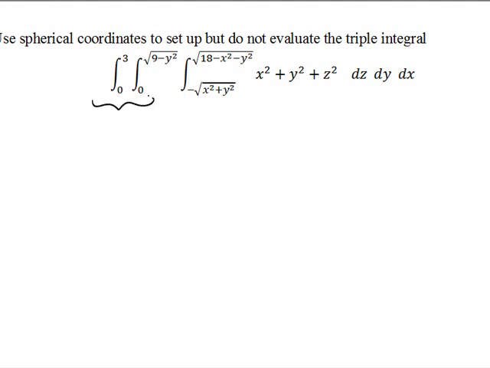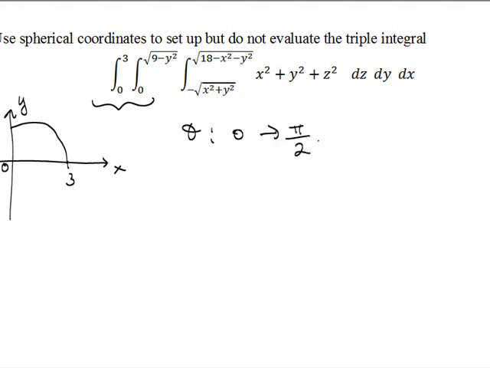This here. Are you sure it's a semicircle? It's a quarter, isn't it? Because x just goes from 0 to 3. So we only want this. Good? So right away, we have found theta. What are our limits for theta? 0 to pi over 2. Okay. So we are done with the first two. Let us look at the last.